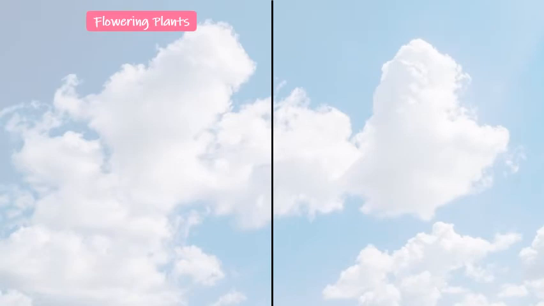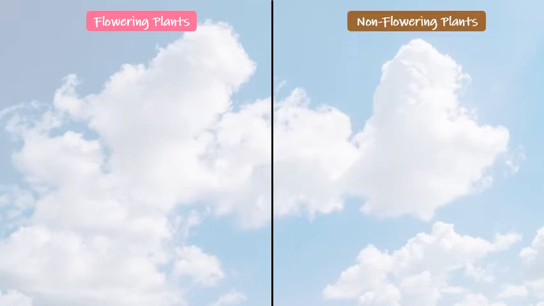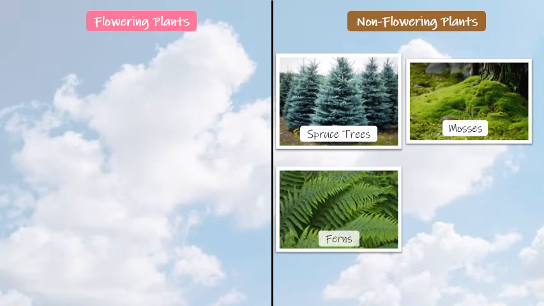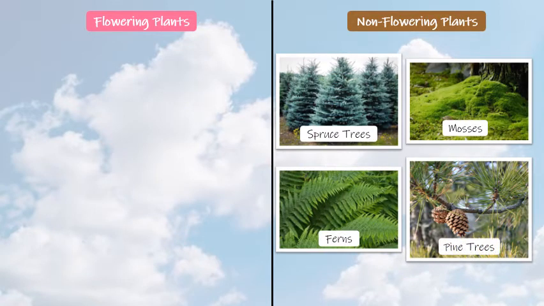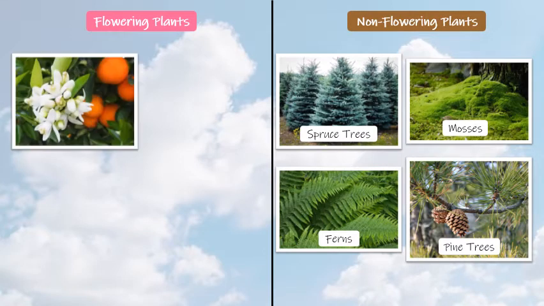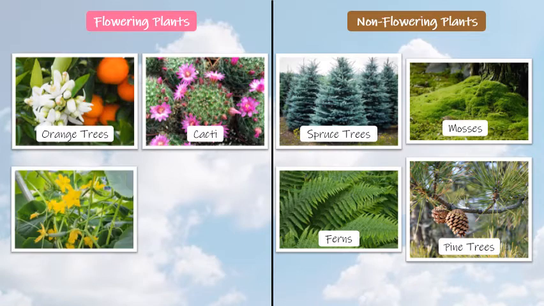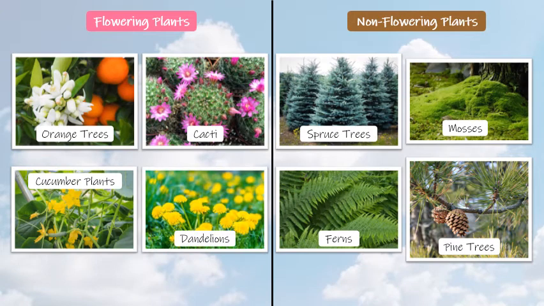Some plants are flowering plants. They grow flowers. Some others are non-flowering plants and they do not grow flowers at all, like the spruce trees, mosses, fern plants, and pine trees, and also some others. These plants don't bloom. They do not make flowers. Flowering plants are plants that grow flowers, like the orange trees, like all cacti, the cucumber plant, dandelions, and so much more.